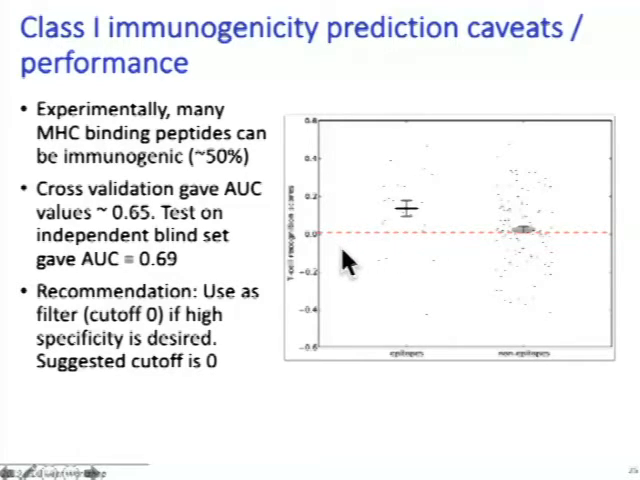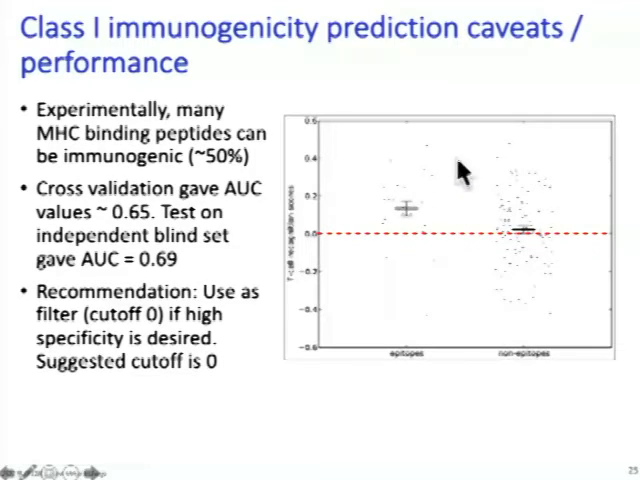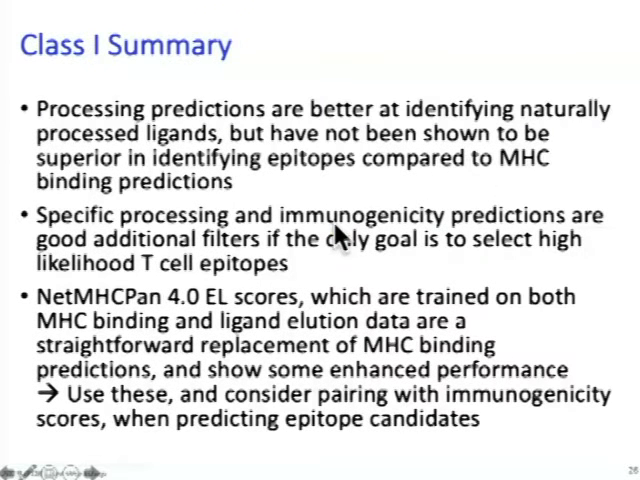So this would be a kind of selection step that you should be using if you really want to limit your set of candidates to the most highly likely epitopes. You will be losing some, but you do get an overall enrichment of epitopes if you only select all peptides that have an above 0 score here.